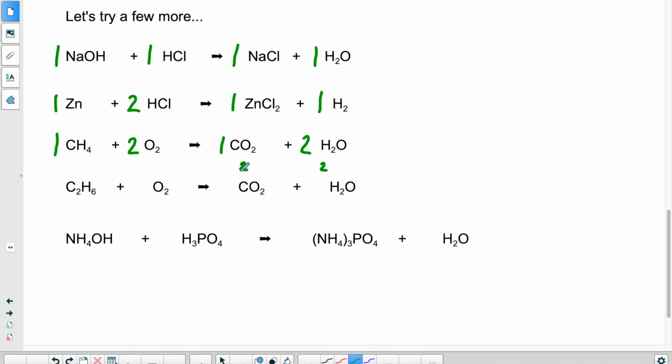Or what I could have said is, I need 4. 4 divided by 2 gives me 2. So you can take your total divided by the subscript to tell you what you need to put in front. In this case it was a simple calculation, you really didn't need to think it through, but sometimes you do. So take your total divided by the subscript on the other side and it'll tell you which coefficient to put in front. Okay, so now I have 4 oxygens on each side and my equation is balanced.